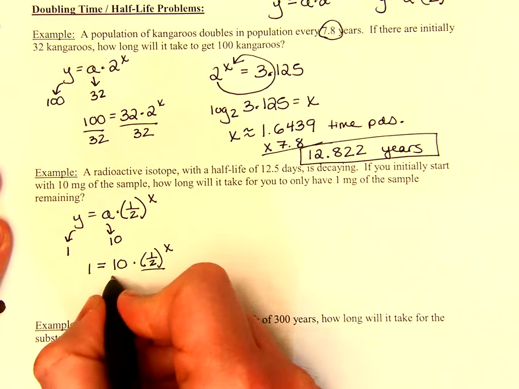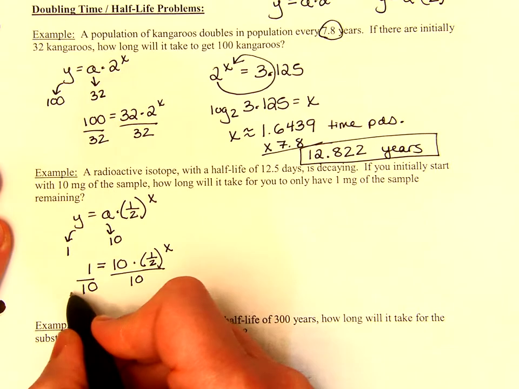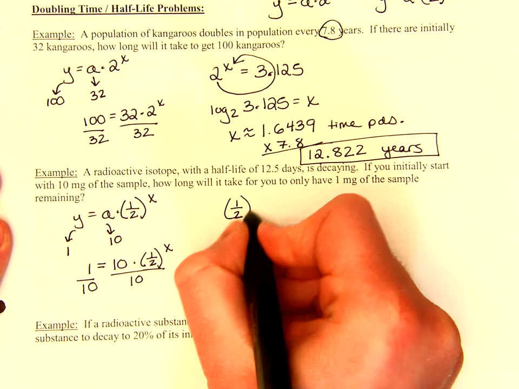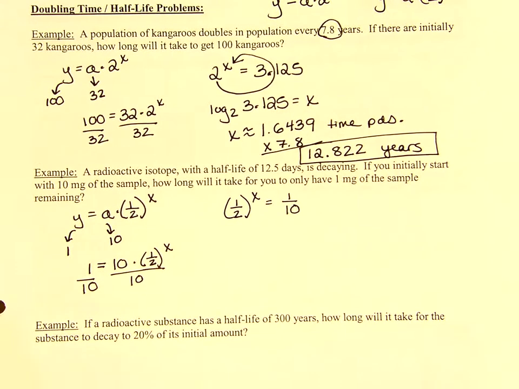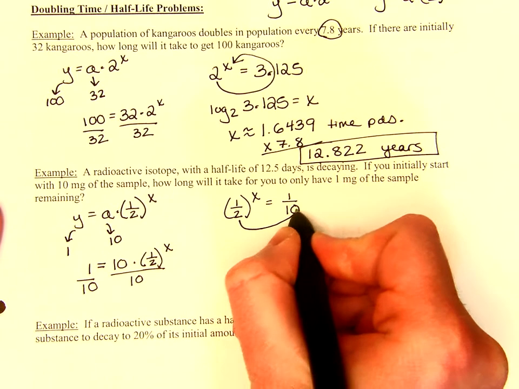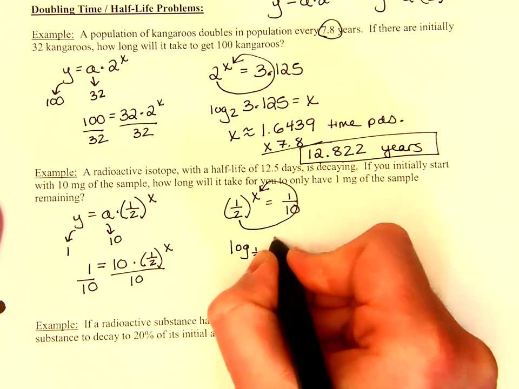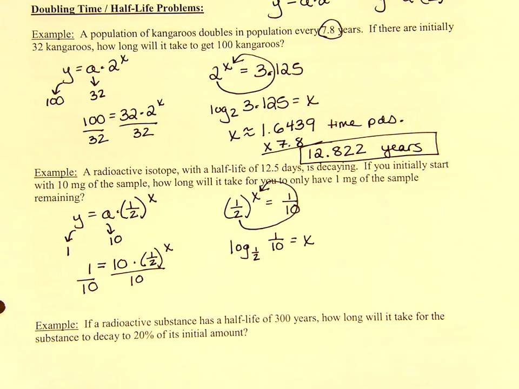I need to get the exponential part by itself, so I'm going to divide both sides by 10. 1 divided by 10 is 0.1 or 1/10. Doesn't really matter. I guess just for some variety, I'll use 1/10 over here. And you've got a half raised to the x equals 1/10. I also switched the sides. Now I'm going to convert this into log form. I'm going to say log base 1/2 of 1/10 equals x.